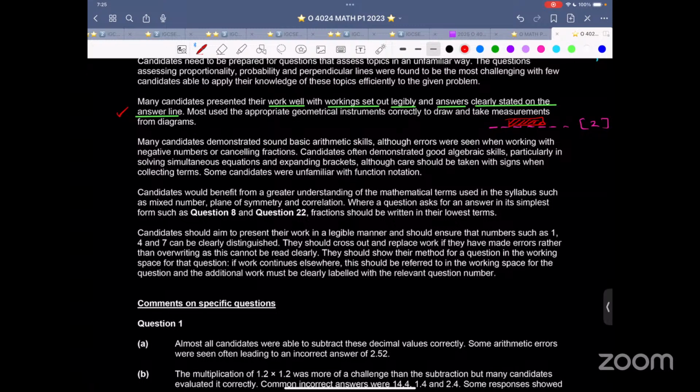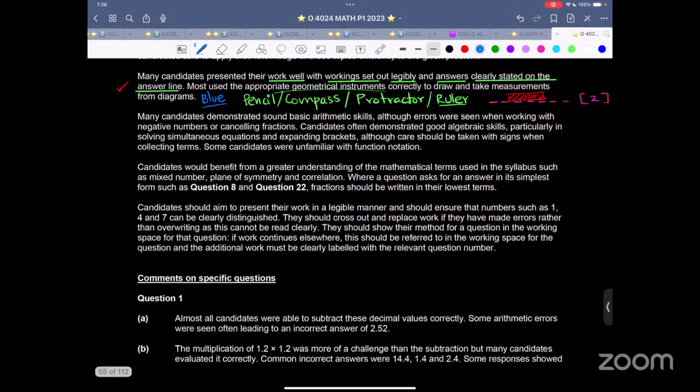Most use the appropriate geometrical instruments. A lot of people ask me about geometrical instruments. Yes, you have to take them. What geometrical instruments are we talking about? We are talking about a compass, a protractor, and a ruler. So yes, this is necessary, and definitely a pencil. For any kind of diagram, any kind of graphs, a pencil is necessary. And then there is a black or blue pen, which you use for the rest of the working.